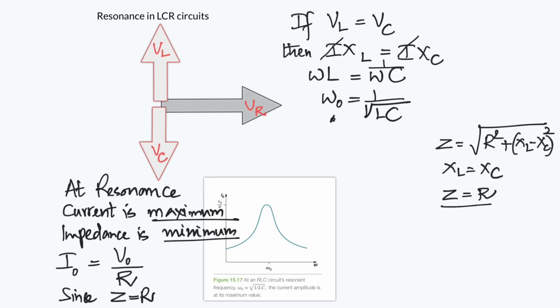So 3 important things. At resonance, the inductive reactance is equal to the capacitive reactance. That's number one. Current is maximum, impedance is minimum. That's number two. And number three, the total impedance of the circuit is simply the resistance of the circuit, which is its minimum value. So this is some very important information about LCR series circuits.